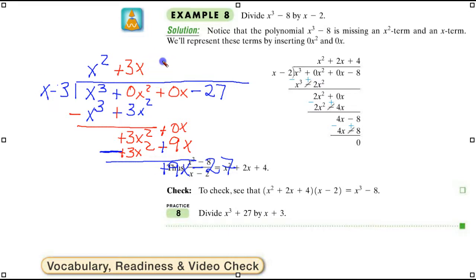X goes into there 9 times. 3 times x times 9 is a positive 9x. A negative times this gives me a negative 27. And I apologize for having to go into this. Let's get the red here. This cancels out as we change that sign. This cancels out, and there is our answer.